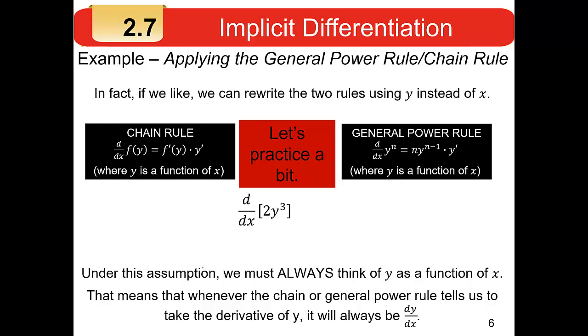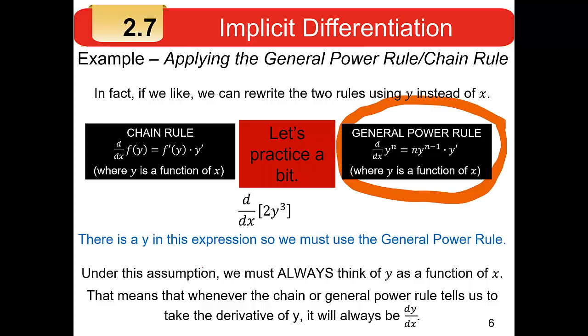Let's do another one. What if I ask you to find the derivative of 2y cubed? Aha, this time there is a y, and you should say, okay, there is a y in this expression, so we must use the general power rule. We're taking the derivative. If it were just 2x cubed, it would just be 6x squared. But because there's a y in there, y is really some function involving x, you've got to use the general power rule. So you do your normal power rule. 3 times 2 is 6. The 3 goes down to a 2. But then because y is a function of x, you have to go back and multiply by y prime or dy over dx, whichever you'd like to write.